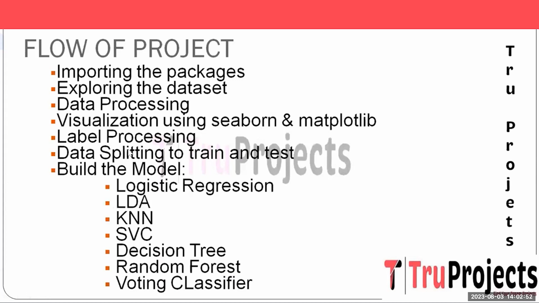And the next step is label processing. Label processing involves preparing the target variable for machine learning. In the context of phishing website detection, this could entail encoding phishing and legitimate labels for supervised learning. And the next step is data splitting into train and test. The dataset is divided into training and testing subsets. The training set is used to train the machine learning model, while the testing set remains unseen until the model evaluation.